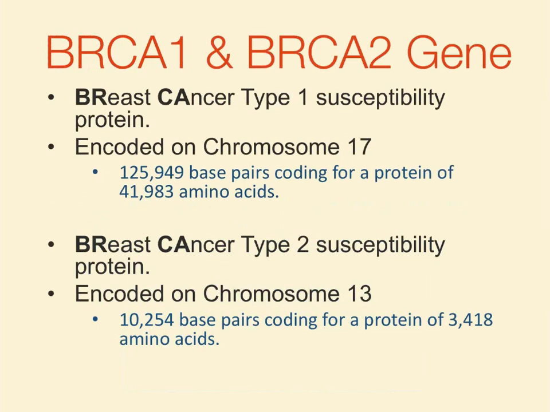These are the 2 commonly well-known genes that indicate a risk for breast cancer. The first one, the BRCA type 1 susceptibility protein, is encoded on chromosome 17. It has just over 125,000 base pairs, coding for a protein composed of almost 42,000 amino acids. Just as an FYI, this is the particular gene that the actress Angelina Jolie was tested for and found to have. She's been very active in promoting breast cancer awareness and trying to raise funding for the types of research to investigate these problems.